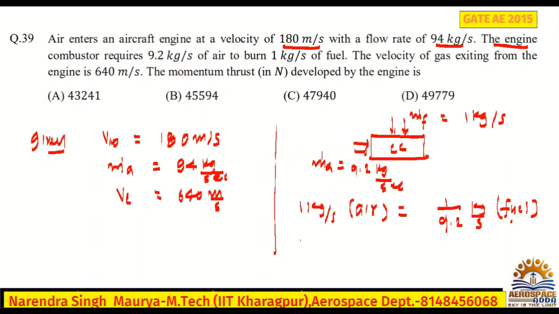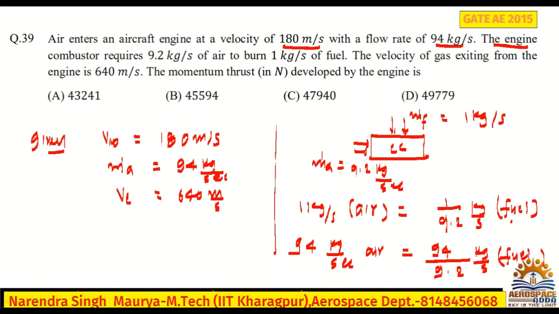You are supplying 94 kg per second of air to the combustion chamber actually. So it will be 9.4 divided by, sorry, it is not 9.4, it is 94. It is 94 divided by 9.2 kg per second fuel required.